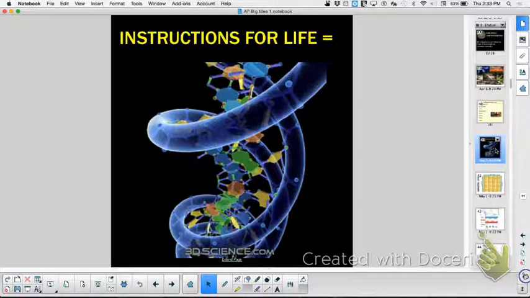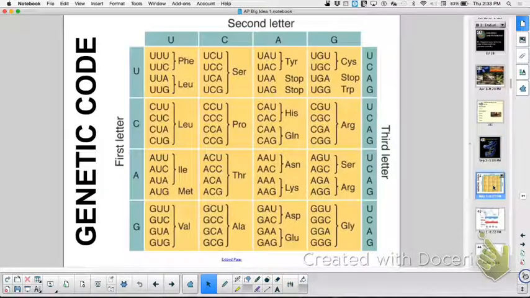All instructions for life are in the DNA, and we talked about the central dogma. We talked about the universal genetic code, that the same sequences of nucleotides will code for the same proteins, right? But there are multiple ways. For instance, if you want to get proline, look at all the different ways that you can get proline. So there is some overlap.